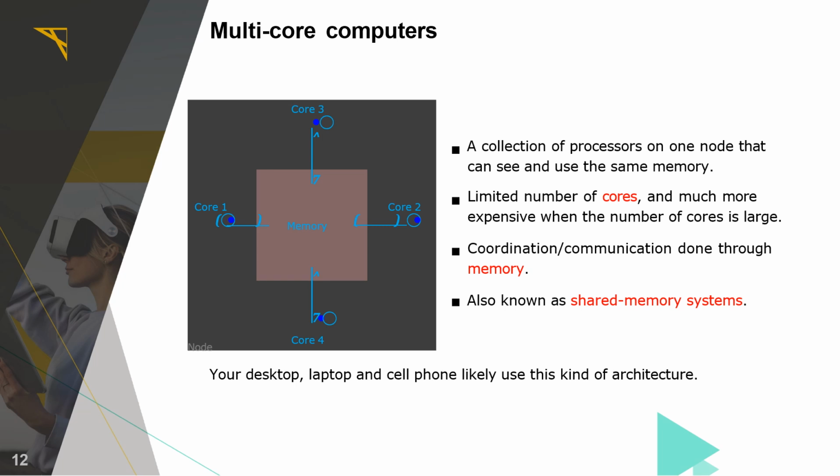They can also be expensive for large systems. As more cores are added, the complexity and cost also increase, and that's what's available on your desktop. I think it's the same kind of architecture that's also available on your laptop.